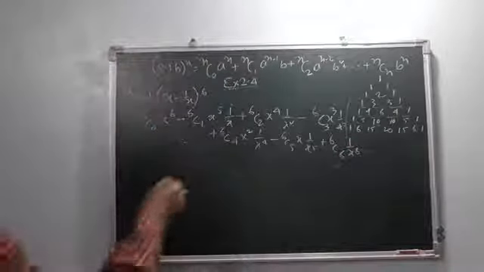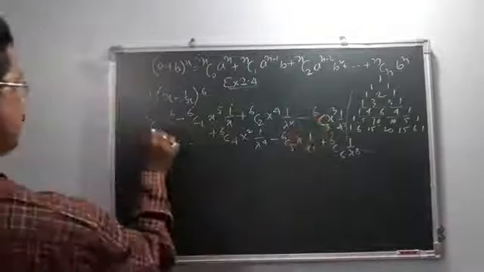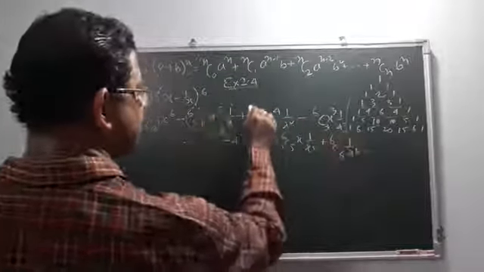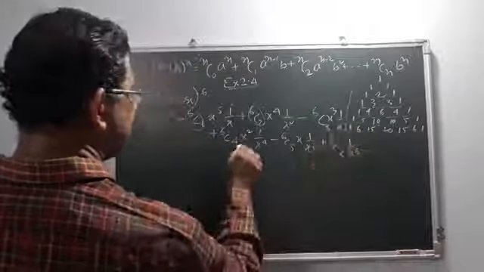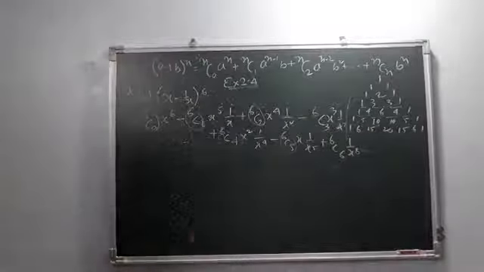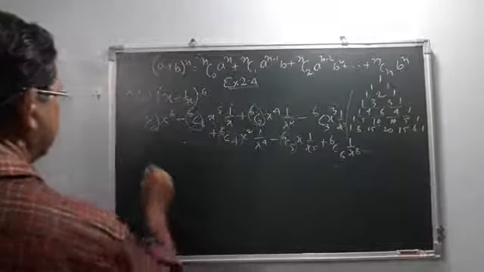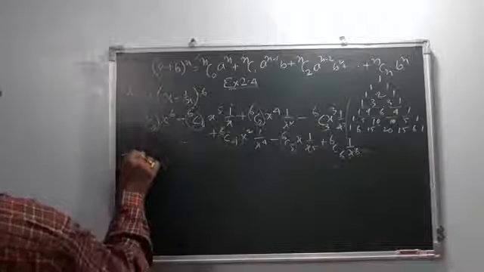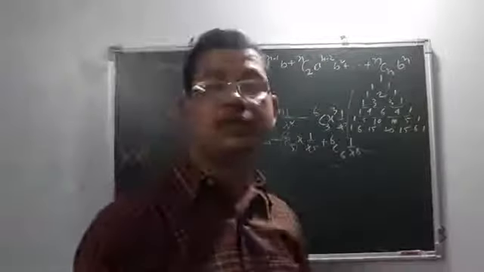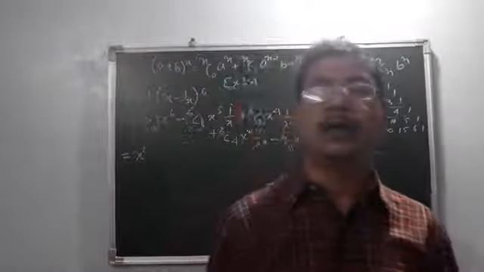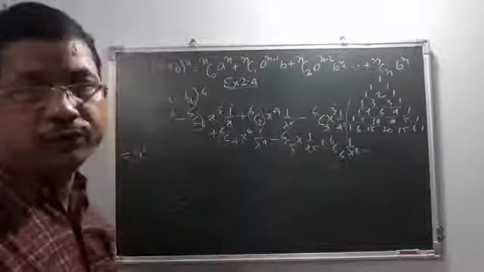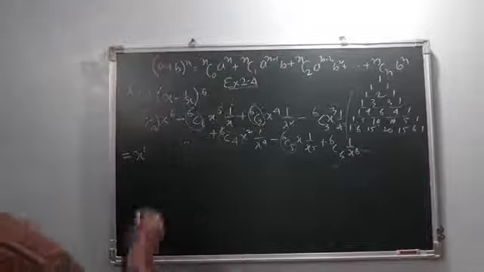Now Pascal's triangle will help us here: 6C0 is 1, 6C1 is 6, this is 15, this is 20, this is 15. In this way we can get it from this one. So 1, then x to the power 6. You can also break it into combinations using the nCr formula, factorial n divided by factorial r into factorial n minus r. That formula you can use, or you can use this one, whichever is convenient.